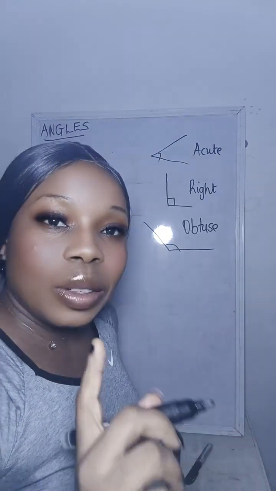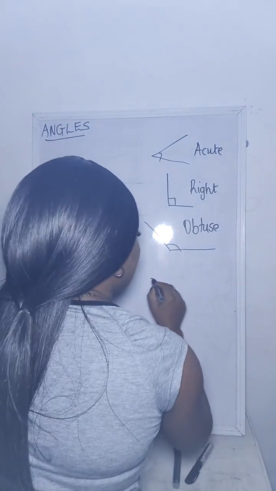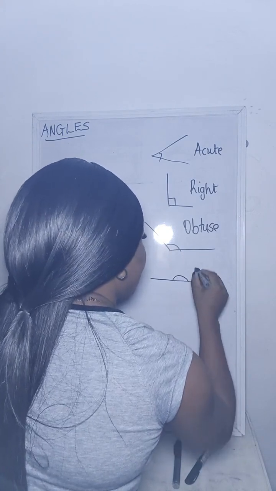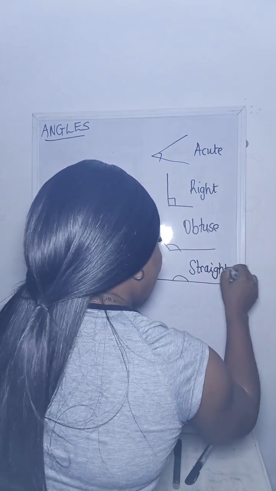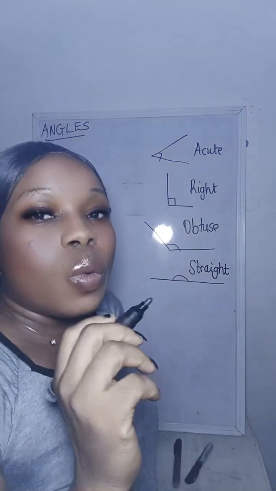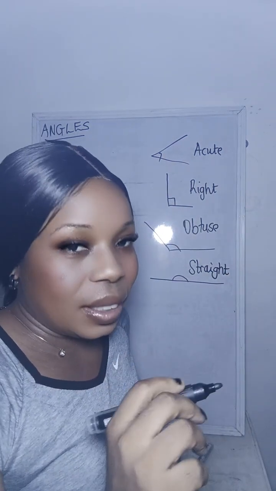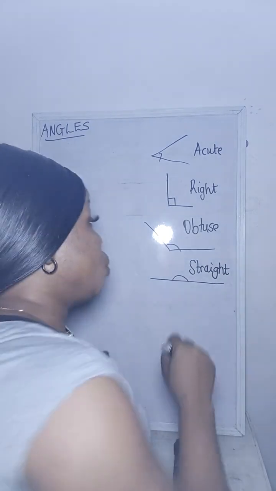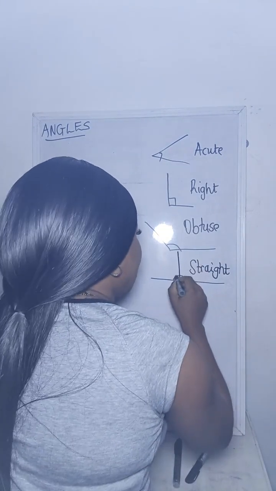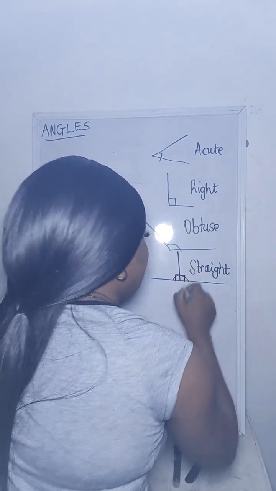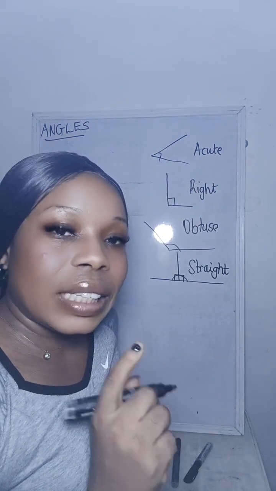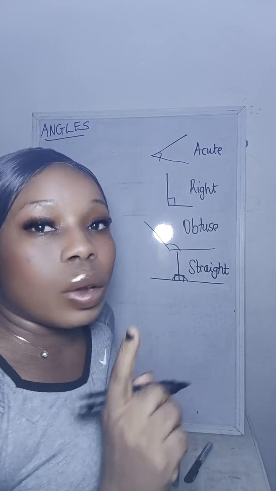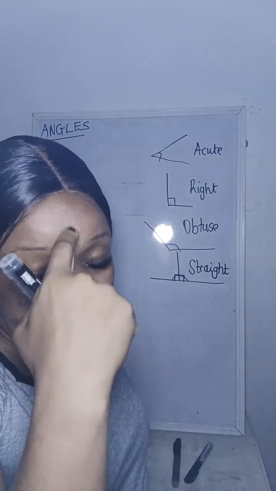Now, the next angle on our list is the straight angle. This angle is exactly 180 degrees. It is the combination of two right angles, actually. So two right angles would come together to form a straight line angle. It is always equal to 180 degrees.